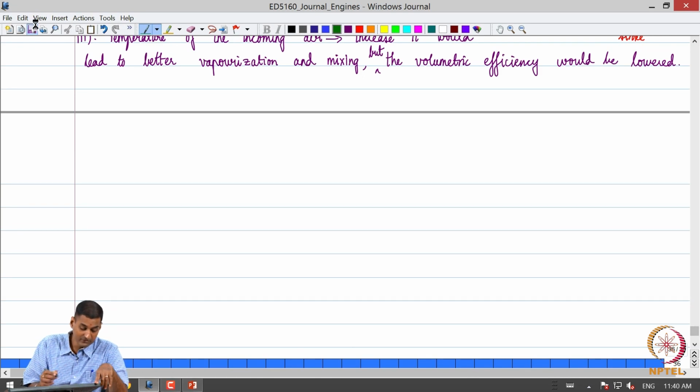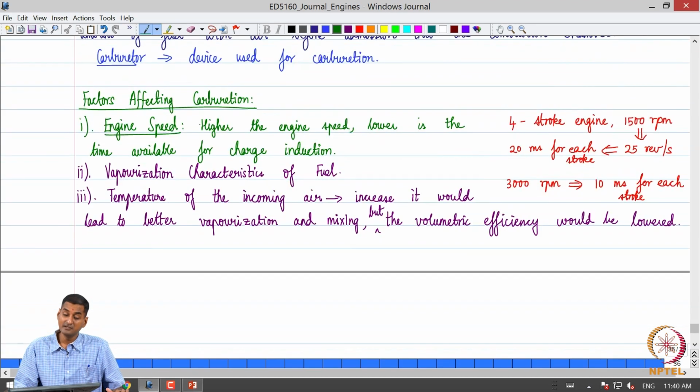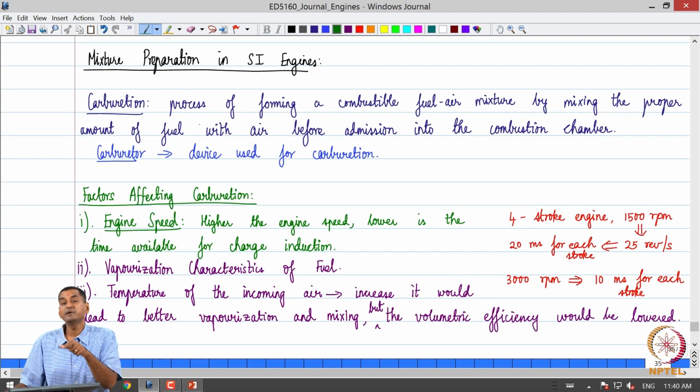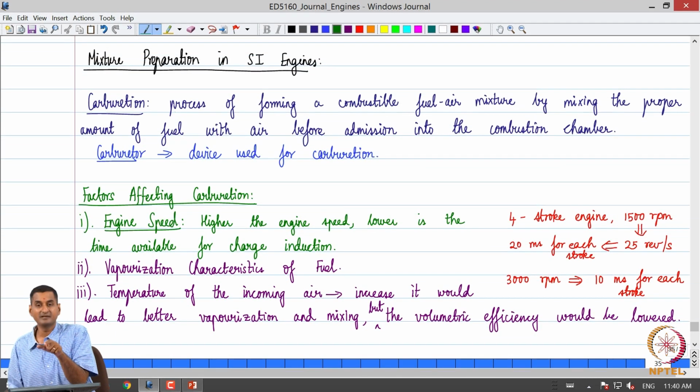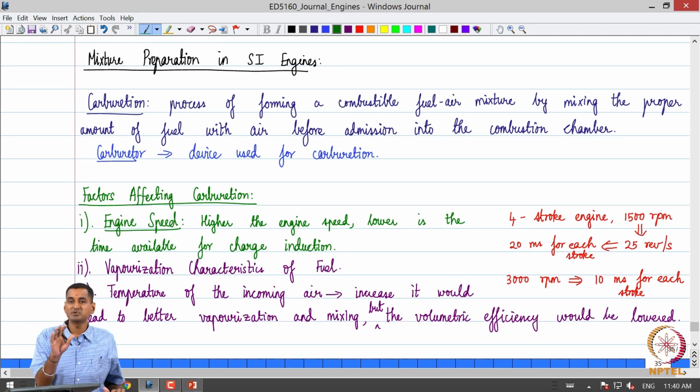Now the question becomes, these are the factors affecting carburation. So depending on the operating condition of the engine and the position of the throttle, what is the composition of the mixture that we want? We have already seen that there is something called the chemically correct mixture or the stoichiometric fuel air mixture, and there is a rich mixture that has more fuel than the chemically correct mixture, and a lean mixture which has less fuel than the chemically correct mixture.